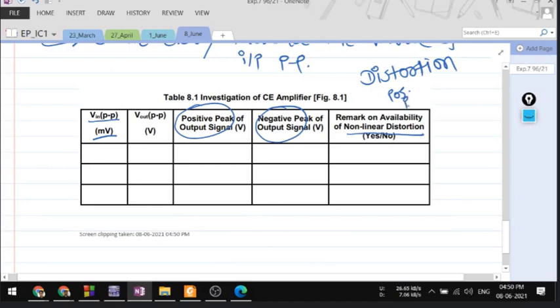So what does distortion mean, student? Distortion means the positive peak is not equal to the negative peak. That is called distortion. So that we have to measure. We take the readings and check whether distortion is there or not.